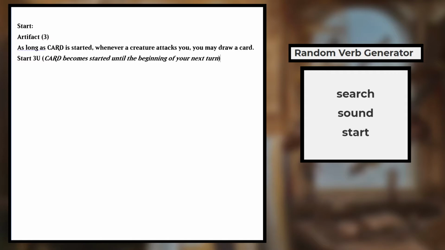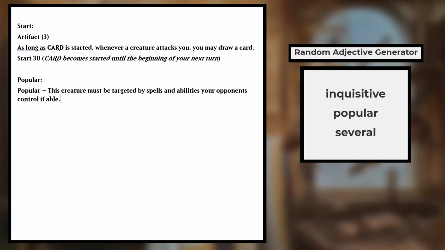So these are going to be closer to things like menace or, you know, vigilance instead of a word or an action. I'm going to do, okay, so inquisitive, I really don't think I could do. Several, I really don't think I could do. But popular, I might be able to do something with that. So let's try it. Alright, so here's one. Popular. This creature must be targeted by spells and abilities your opponents control if able. So if you cast a shock, it has to go at this creature, which may not seem very popular, but it's the target of all this attention, kind of. So that's kind of my idea there.